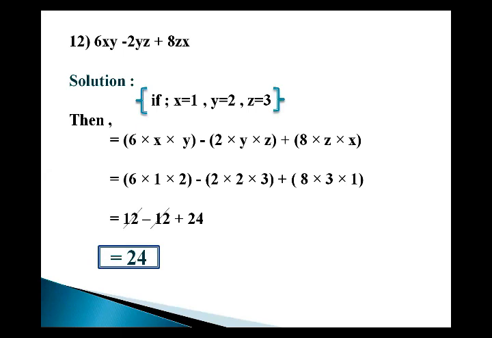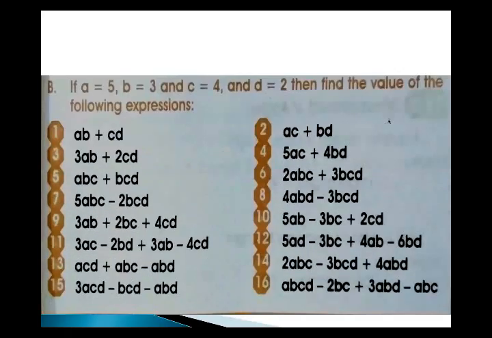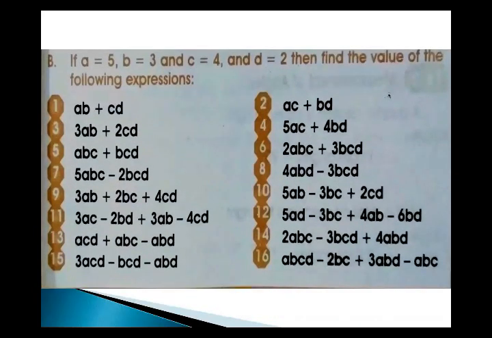10.5. Now forward to part B. Here you see part B. In all of these 16 questions, I'm solving just a single question because the other questions are also very easy. Here they give 4 unknowns, which are A is equal to 5, B is equal to 3, and C is equal to 4, and D is equal to 2.